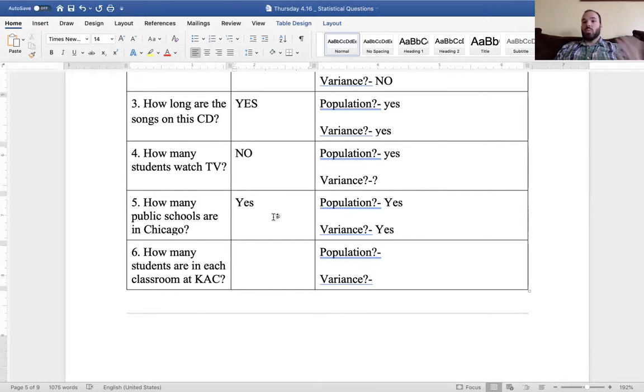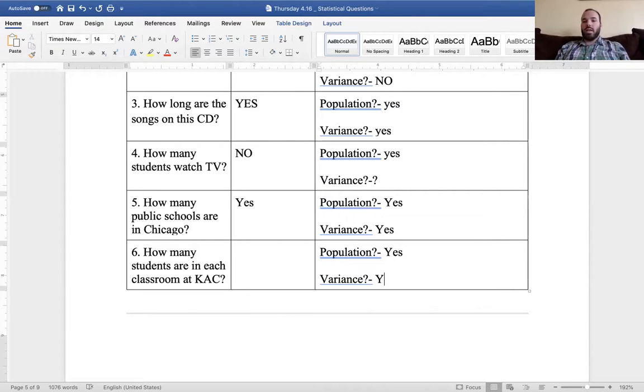Yes, it's true that there's only one answer, 500 in some public schools, but you could also ask a question if it's about all schools. You could get variance by asking a different question about the different types of schools. How many students are in each classroom at KAC? Is there a population? Yes, there's more than one classroom and a lot more than one student.